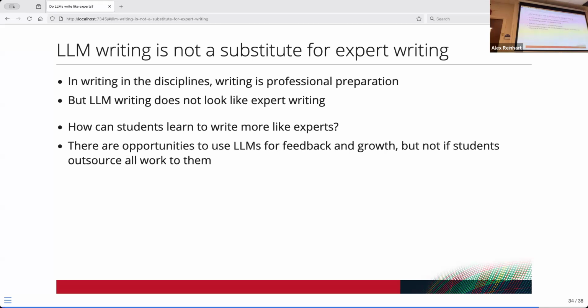So if we're worried about writing a particular way, writing how an expert would, how do we help students learn to write that way? It's not just, learn how to use ChatGPT to polish your introductions. There's got to be something else there. There may be opportunities in writing instruction to use LLMs for feedback and growth, have them use it to get feedback on their writing or help them make revisions, etc. But you can always just ask ChatGPT to do that activity for you. So how do you make that a useful thing?